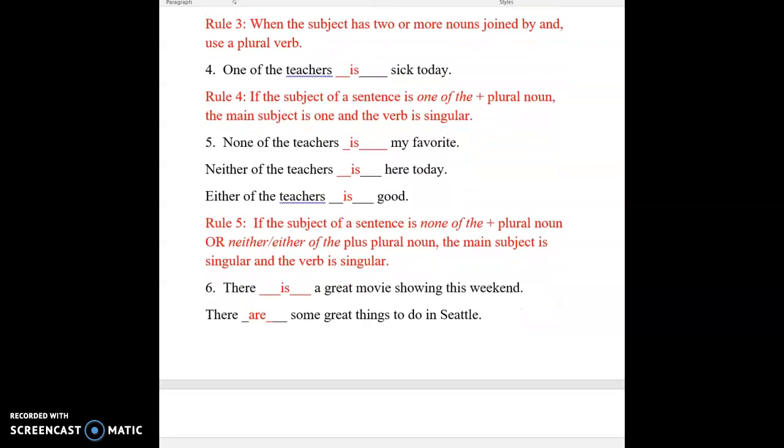Okay, the fifth rule, if the subject of the sentence is none of the plus plural noun, or if the subject is either or neither, okay, the verb is always going to be singular. So this is tricky because a lot of people see the S form or the plural here and they want to say are, okay? But the actual subject is none.